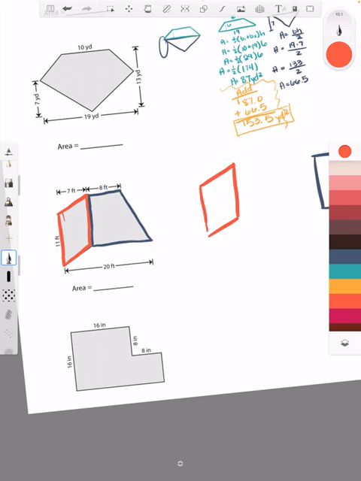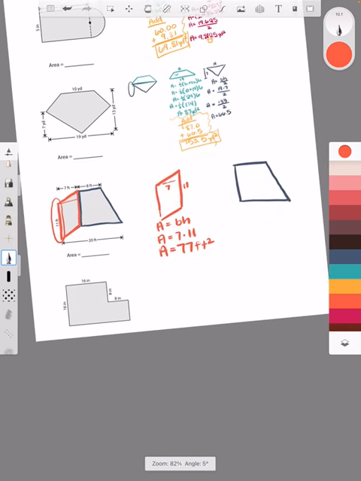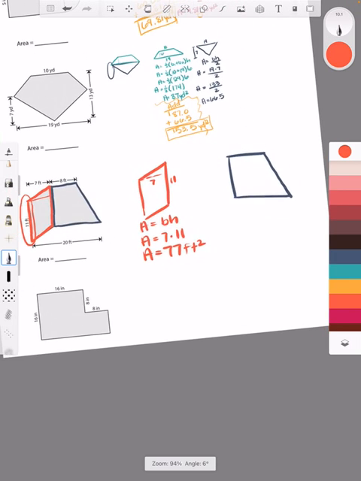So I'm going to need to get my base, which is 11, and then my height, which is the distance between the two, and that's 7. So we're going to have 11 times 7. Our formula is just going to be area is equal to base times height, and we're multiplying 11 times 7, which gets us 77 feet squared. You gotta love parallelograms. They make it so easy on us.